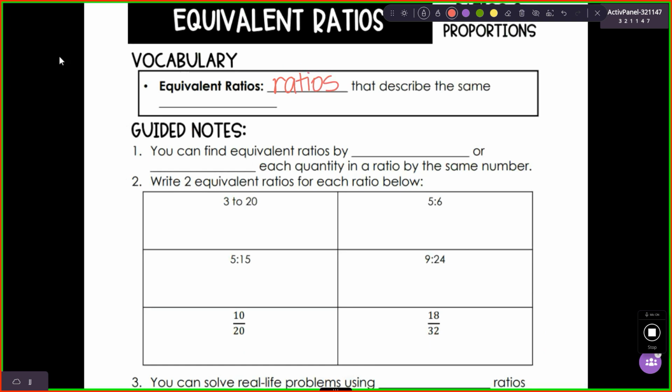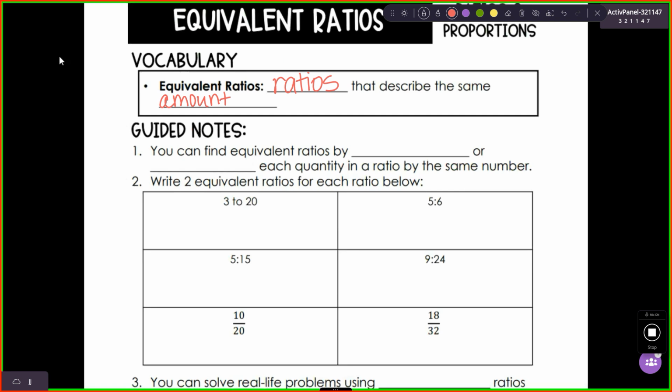Ratios that describe the same. Think about fractions. Equivalent fractions are fractions that describe the same, okay, meaning. Let's get another word going. That's a good one. If it's equivalent, that means it's what? Equal to the same amount, okay? Amount would be a great word for 3rd, 4th grade, and even 5th.